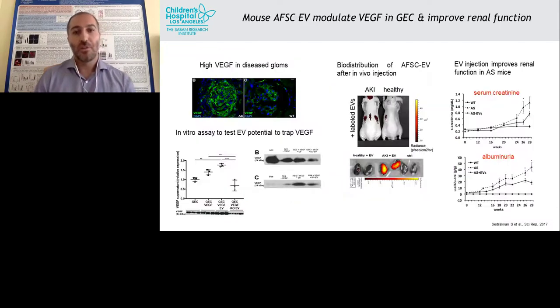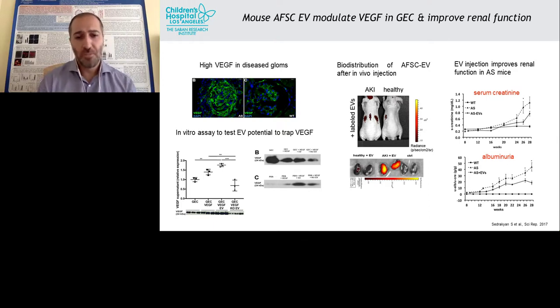In addition, we made this interesting observation that VEGF, which is very important for the maintenance of the glomerular integrity and specifically the endothelium and the fenestrations, is highly elevated early on in Alport mice in the glomeruli. And so we were very interested to understand whether the vesicles, which express VEGF receptors, could mitigate this.